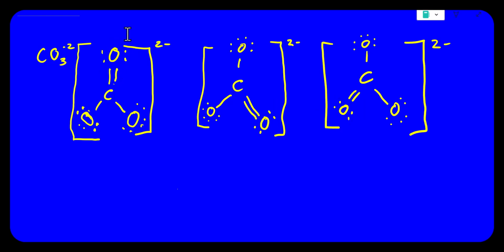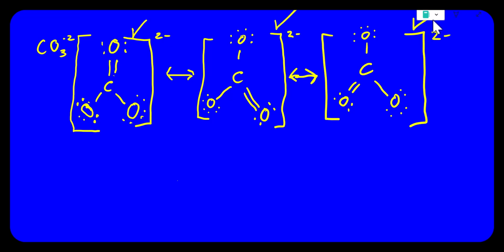And in between each structure, we write a double-headed arrow. And what this is saying is these 3 structures are a hybrid representation of what the true molecule would look like. So what does that mean? That means that it has characteristics of this structure, it has characteristics of this structure, and it has characteristics of this structure. So it means there's a little bit of a double bond character on each oxygen.